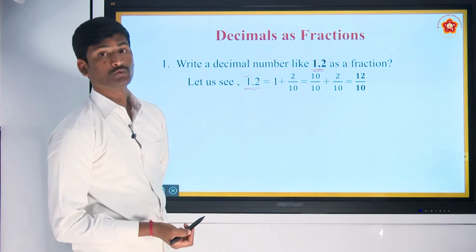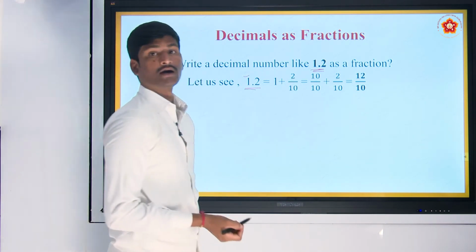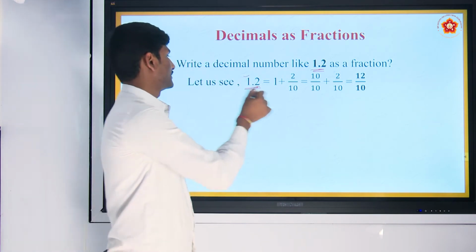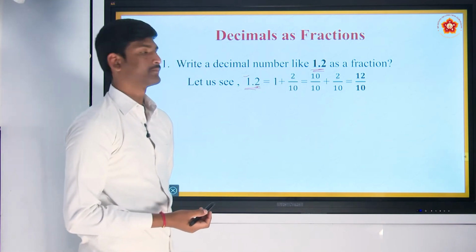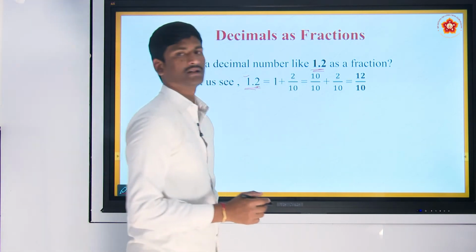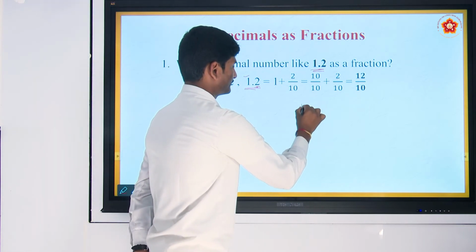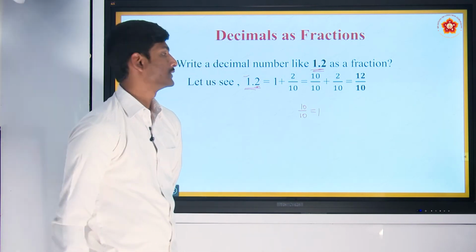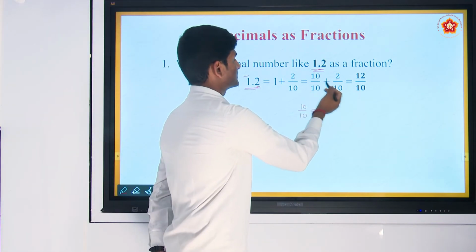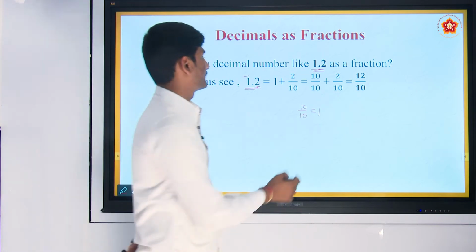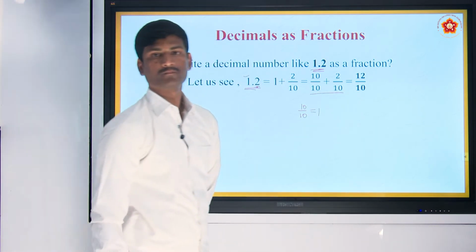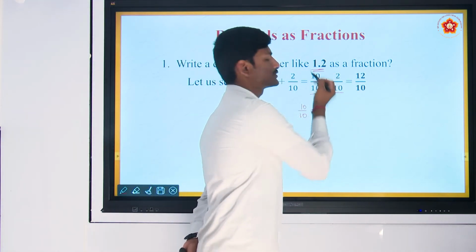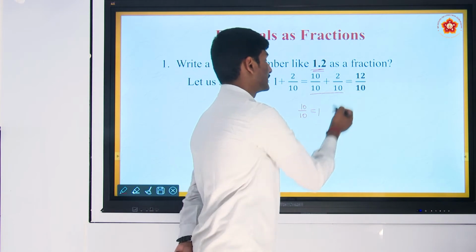What is the place value of the 2? 2 is in the tenths place. 1 is in the ones place. 2 is 2 by 10. How to write 1? 1 is 10 by 10. 10 ones are 10 by 10, which means 1. Here 10 by 10 plus 2 by 10. Both denominators are the same, the LCM is also 10. 10 plus 2, how much? 12. 12 divided by 10.